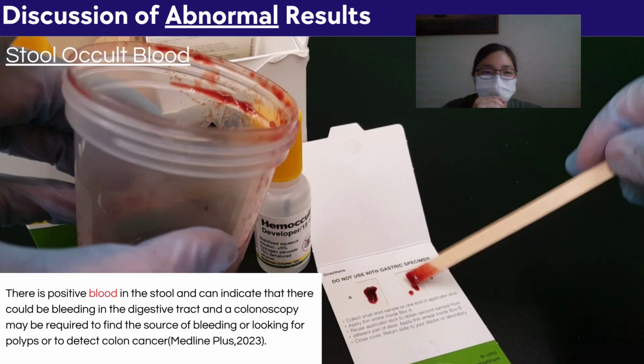In this slide, the stool test results are positive for blood, suggesting internal bleeding, possibly from the digestive tract. A colonoscopy is recommended to identify the source of bleeding and to check for polyps or cancer.